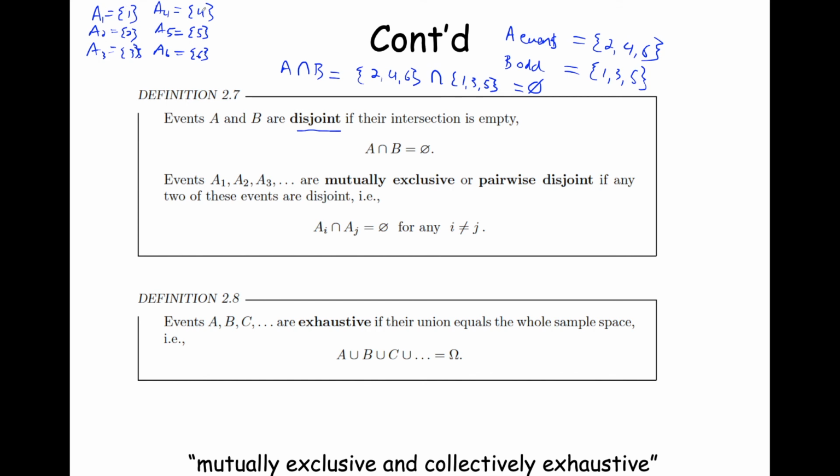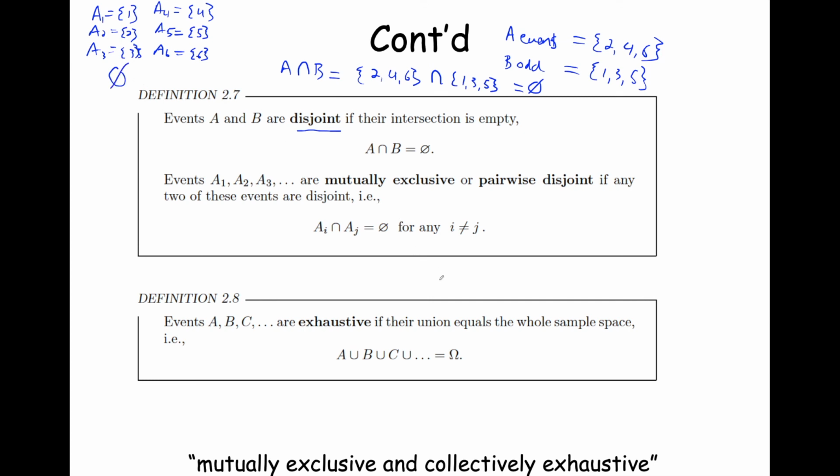So 1 intersect with 4, that's empty. 1 intersect with 6, empty. 3 intersect with 5, empty. So for any pair of events, if they are mutually exclusive, that means that any two of them intersect with one another to give you the empty set.